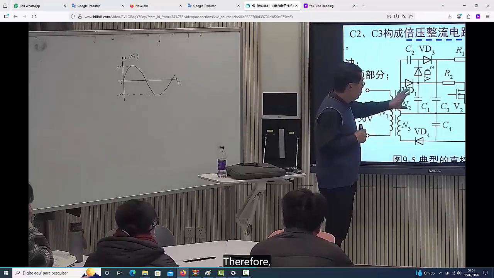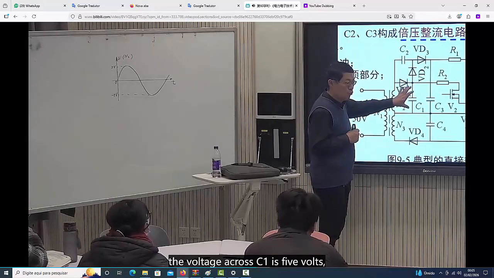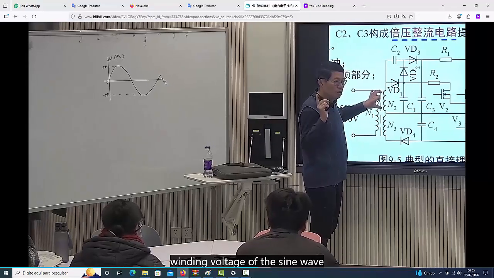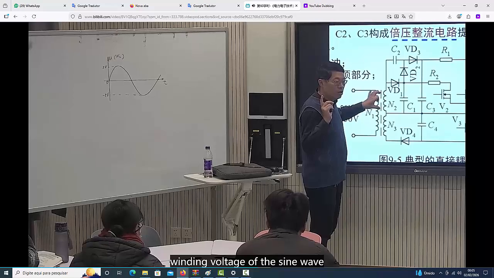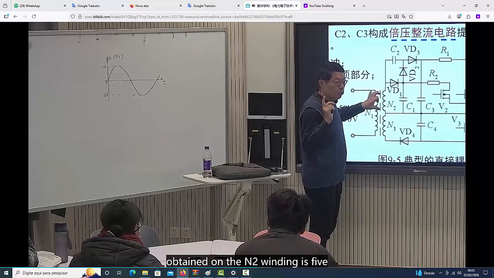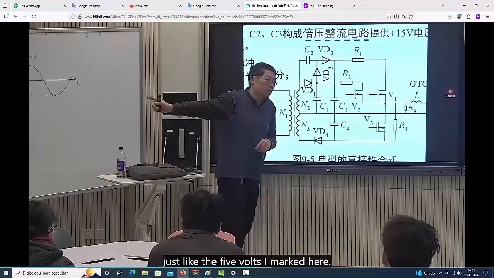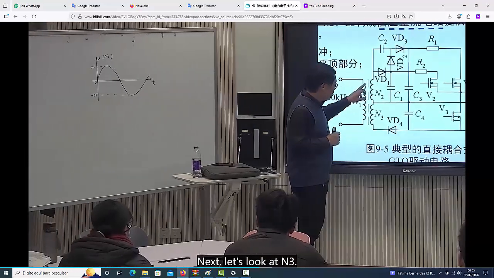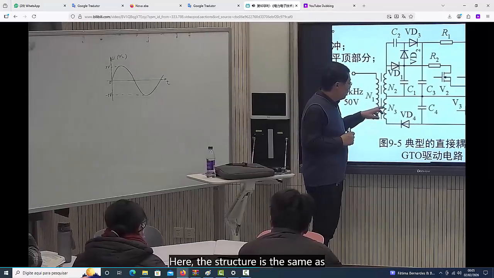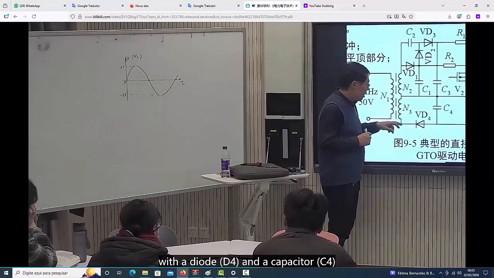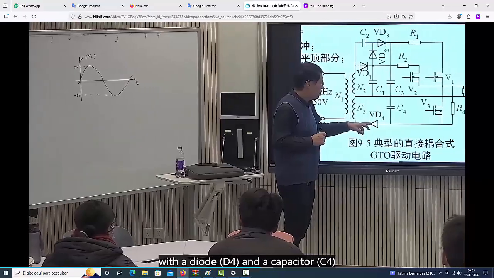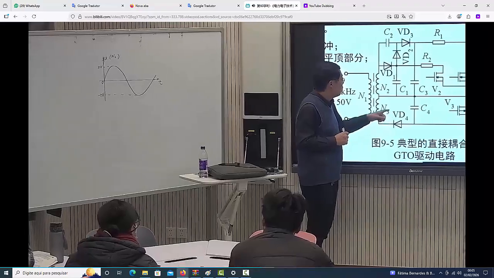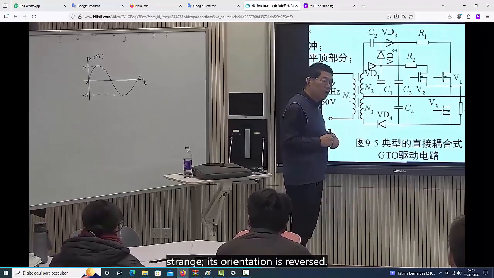Therefore, the voltage across C1 is 5 volts, meaning the peak value of the secondary winding voltage of the sine wave obtained on the N2 winding is 5 volts, just like the 5 volts I marked here. Next, let's look at N3. Here, the structure is the same as above, with a diode, D4, and a capacitor, C4, connected. However, you'll notice this diode is a bit strange. Its orientation is reversed. What is that?